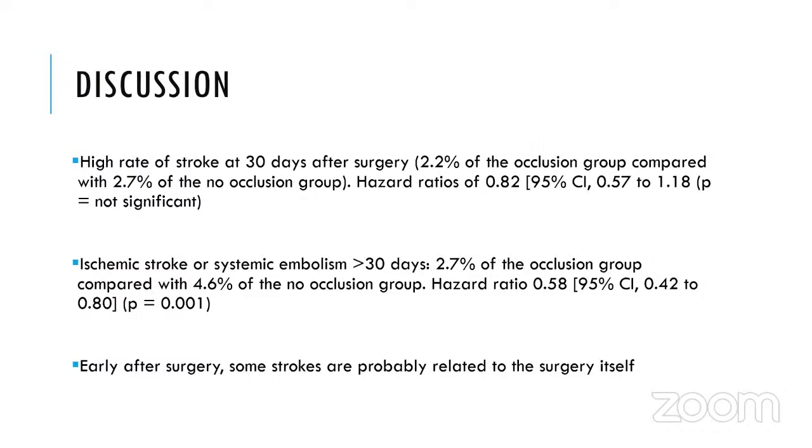The high rate of strokes that was previously mentioned, which was found in the first 30 days, could be due to surgical factors itself. So, for example, patients who had to have their aortas manipulated or intracardiac manipulation could have been the cause of the high rate of strokes within the first 30 days, which is why after 30 days, the patients in the occlusion arm had fewer strokes than patients who did not receive left atrial appendage occlusion.